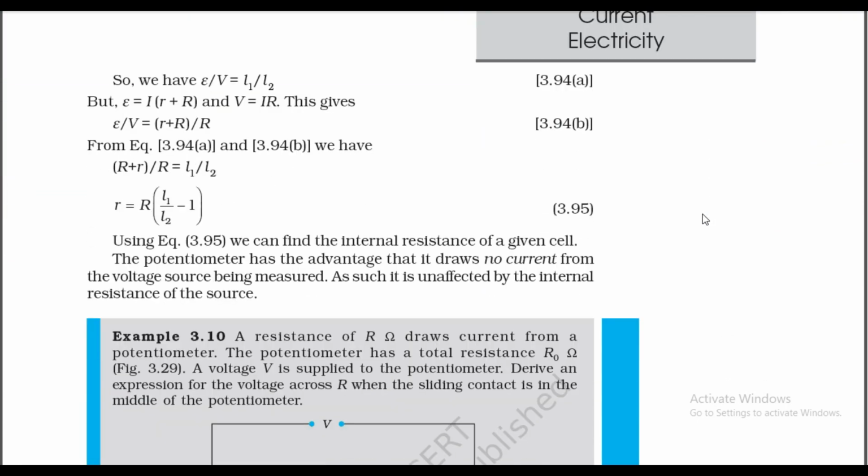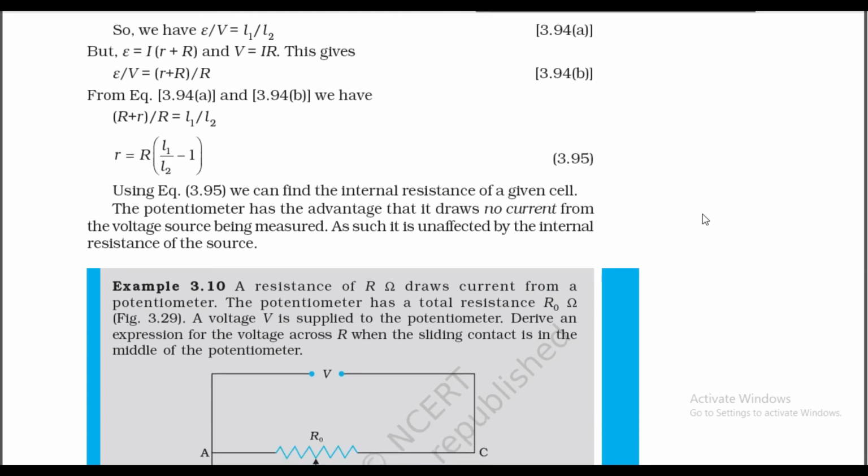So we have ε/V = l1/l2, but ε = I(R + r) and V = IR. This gives ε/V = (R + r)/R. From equations 3.92a and 3.94b, we have (R + r)/R = l1/l2. So r = R(l1/l2 - 1). Using equation 3.95, we can find the internal resistance of a given cell.